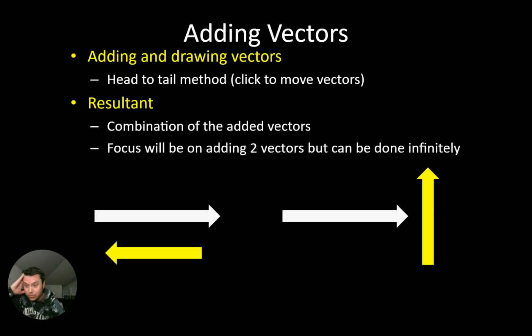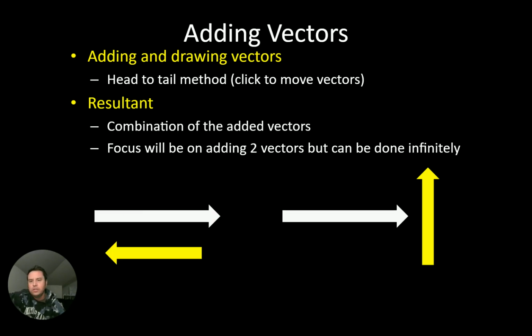Now, adding vectors real quick. Sometimes you can do this in your head. Sometimes I suggest just scratching it out on paper. But adding and drawing vectors is called the head to tail method. When you put them head to tail, you're going to get a resultant vector that's a combination of the two. We'll discuss this in more detail. This is kind of an introduction to everything.